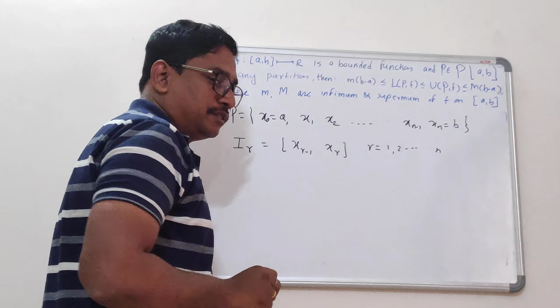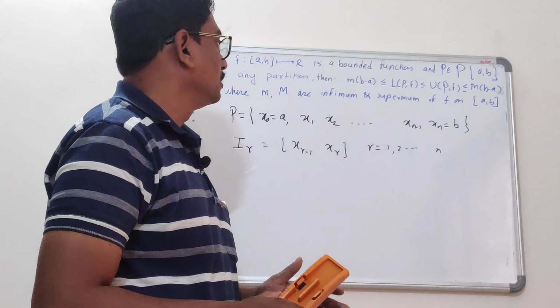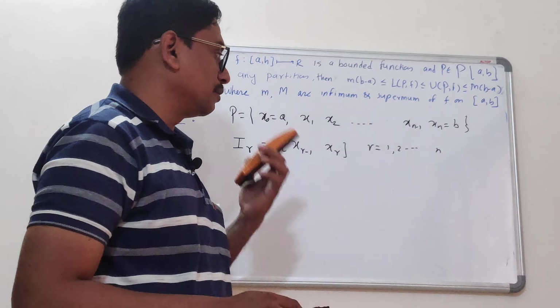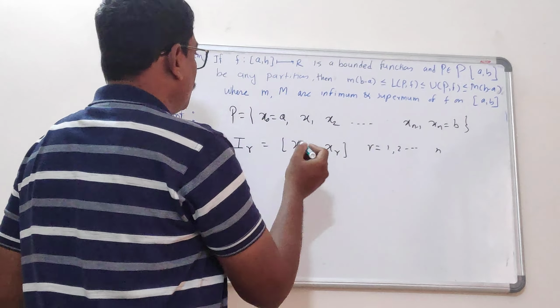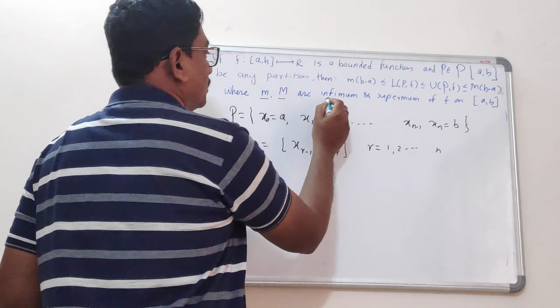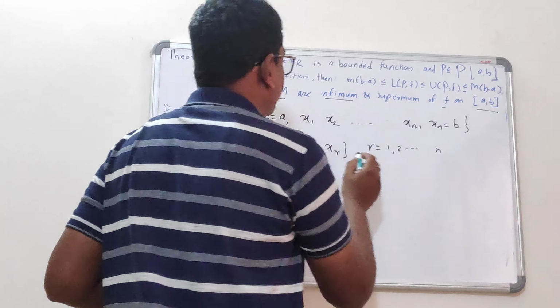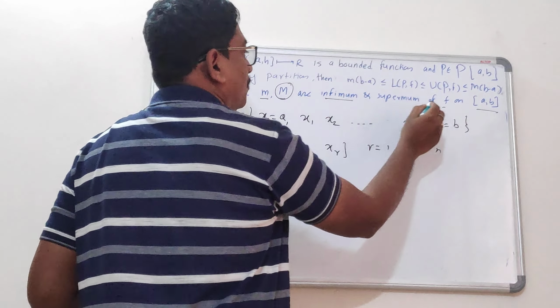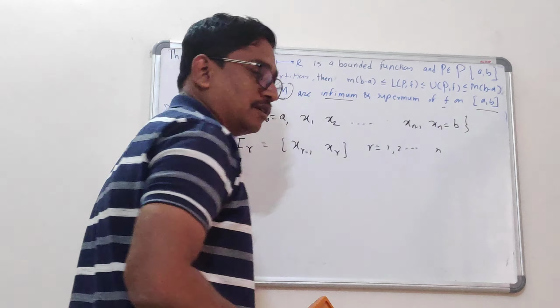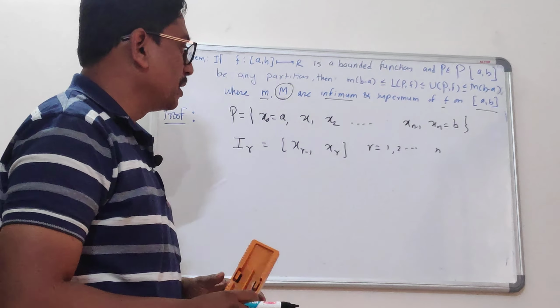Since the function is bounded, the function has a supremum and an infimum on the closed interval [a, b]. So here small m and capital M: this is the infimum of f on the closed interval [a, b], and this is the supremum of f on the closed interval [a, b]. So you should keep that in mind.